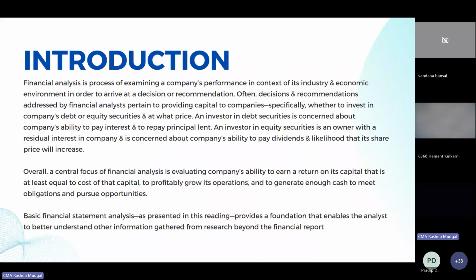Okay. So often we actually take recommendations. Sometimes we offer a decision and recommendation addressed by the financial analyst. So what we do is take a decision. Do we need to give them a loan? Do we need to give them share capital? Do we need to buy their equity? It totally depends upon when we actually analyze the share.